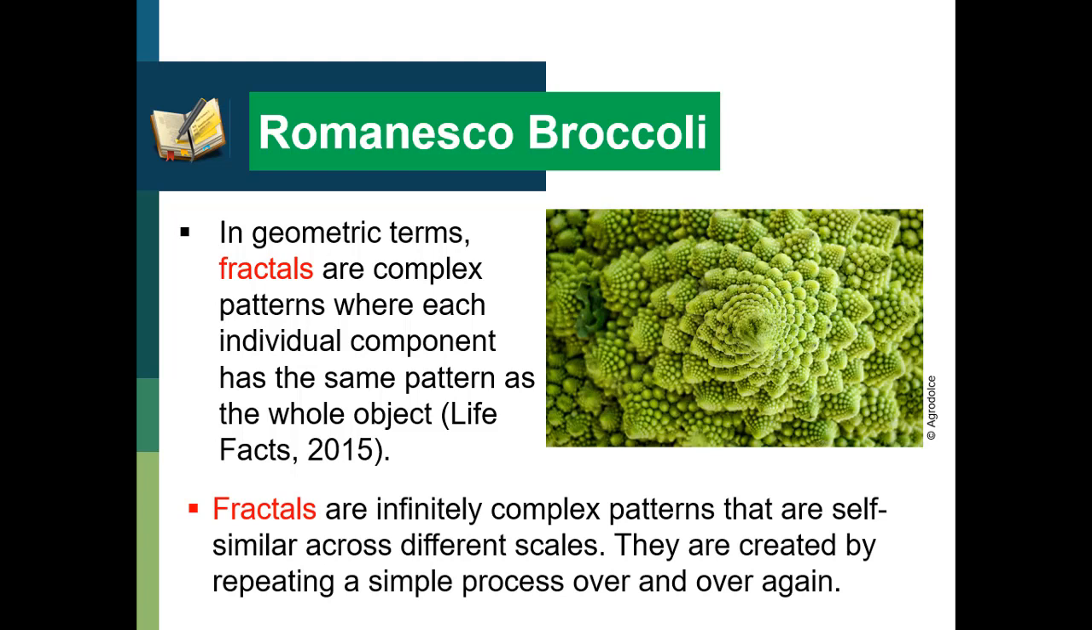Now, fractals are infinitely complex patterns that are self-similar across different scales. So if you observe the mini florets, they are similar to the bigger broccoli across different scales, because we have the smallest floret, we have a bigger floret, we have a smaller floret. They are created by repeating a simple process over and over again. It also has spirals. So see how beautiful a Romanesco broccoli is, and the mathematical structure that you can observe in this plant.